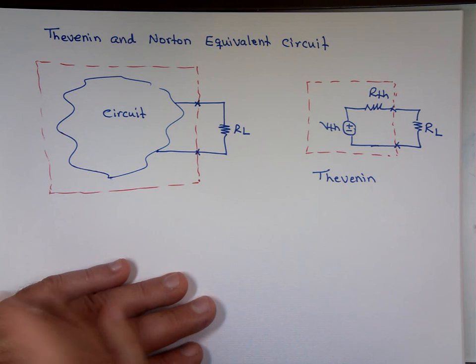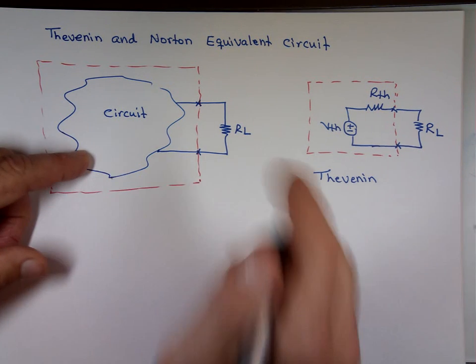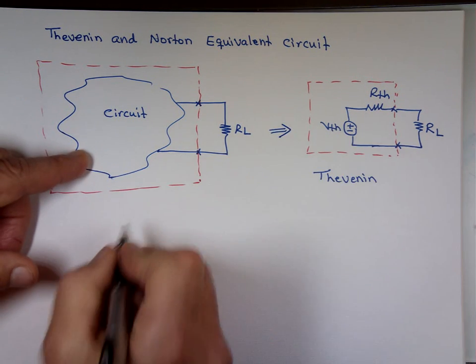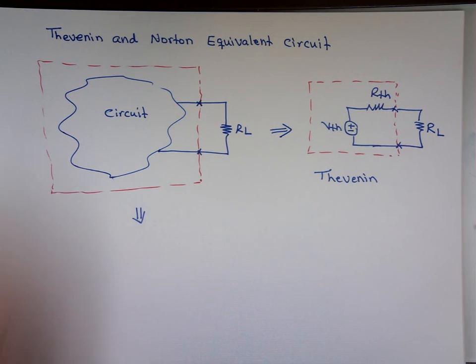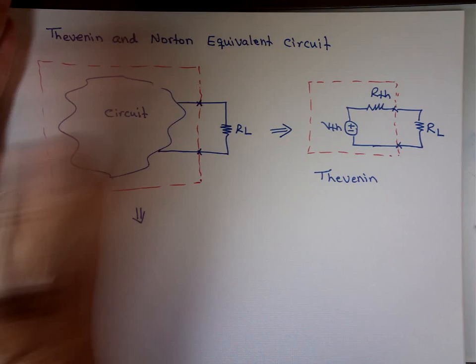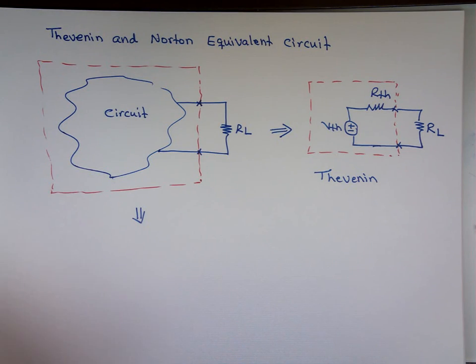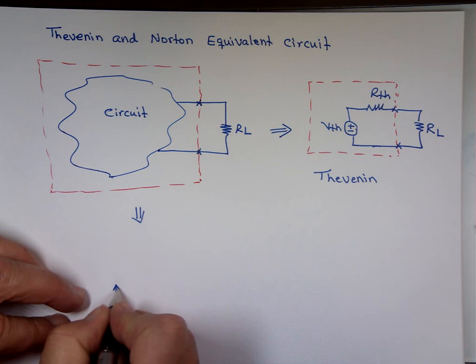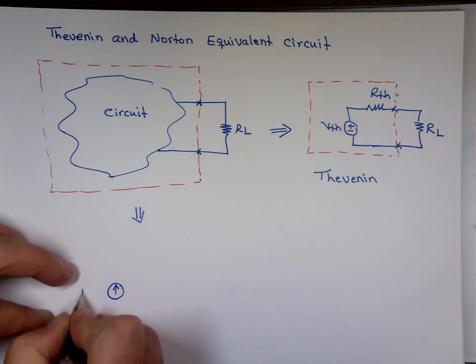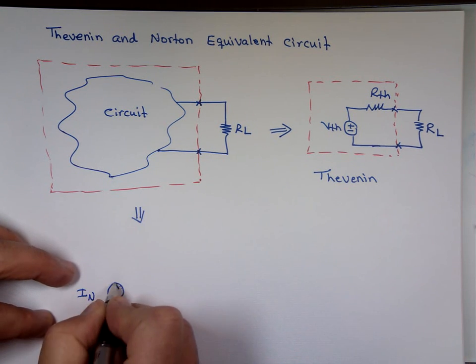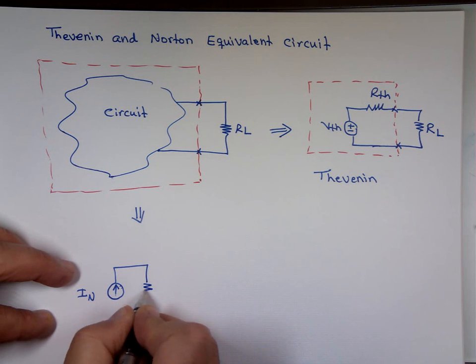Now the Norton equivalent, it says you can take this circuit, that's the Thevenin here. The Norton says you can take this circuit, the same one, take this box, the one you see in red, and replace it with the current source, we'll call it I Norton, in parallel with R Norton.